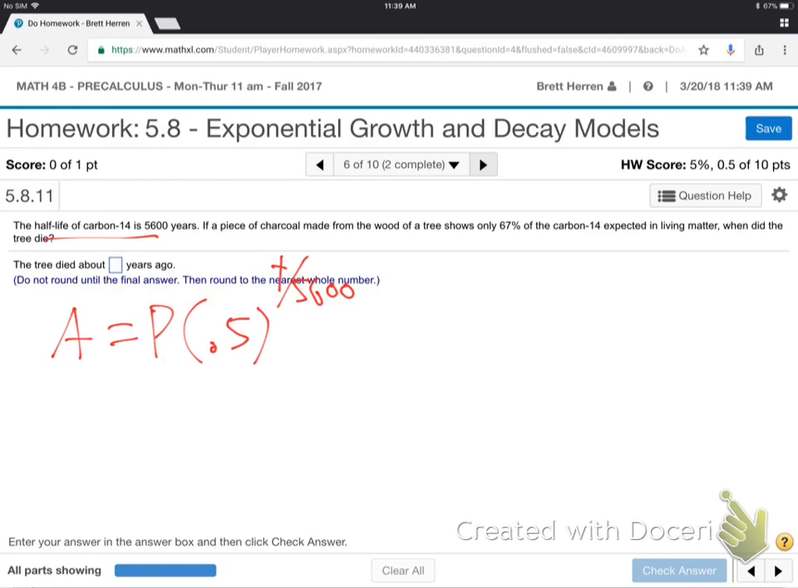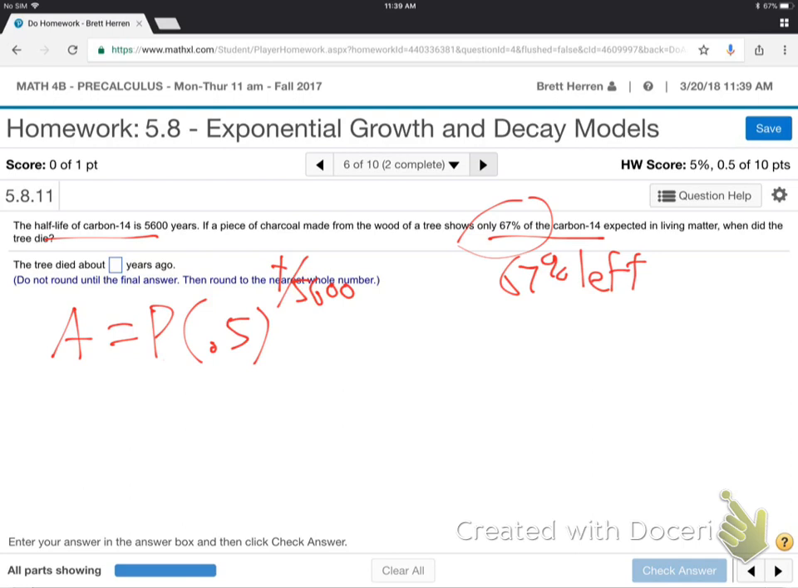A piece of charcoal made from the wood of a tree shows 67% of carbon-14 expected in living matter. When did the tree die? Okay. 67%. They're basically saying 67% is left. 67% of the carbon-14 is left. So what are you going to do with that?